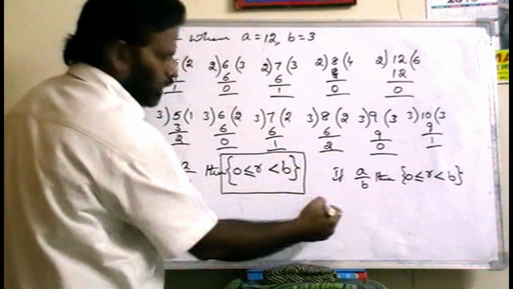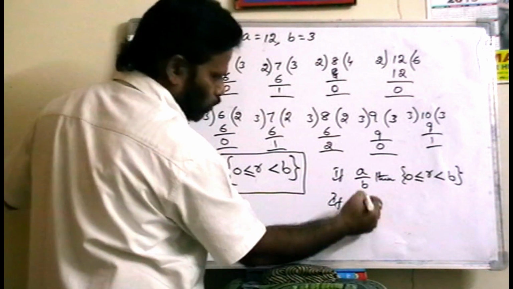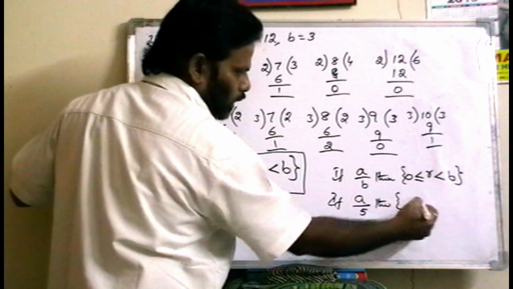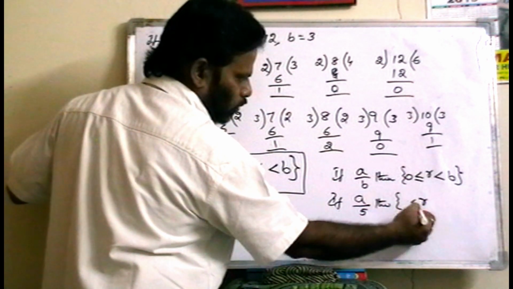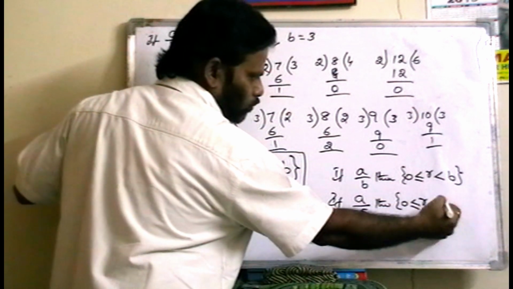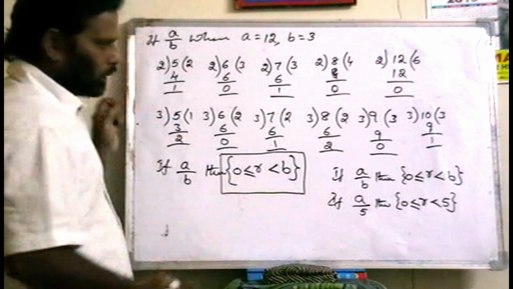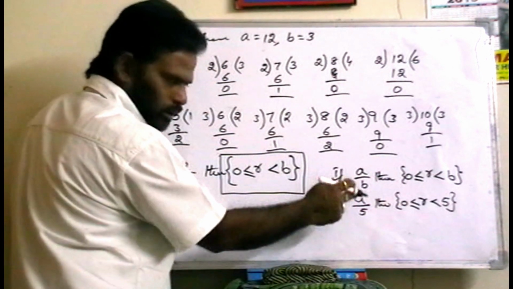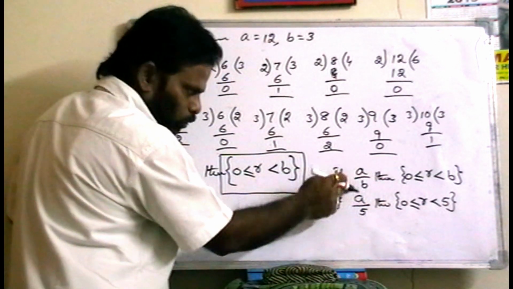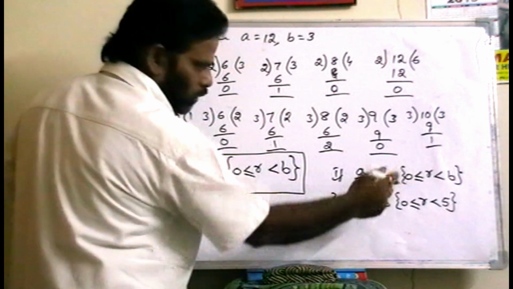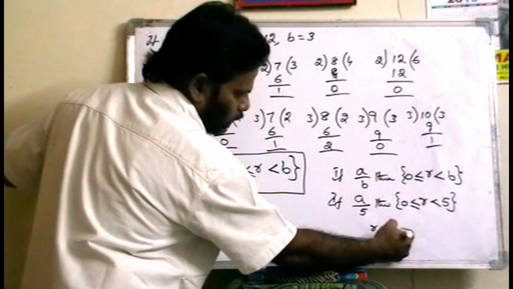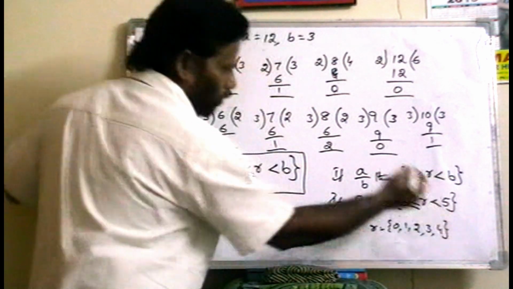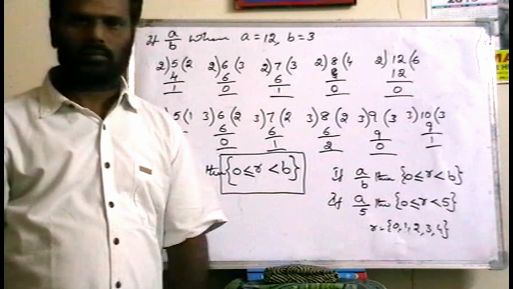For example, if a is divided by suppose 5, then what are the remainders? The remainder r is more than or equal to 0 but less than 5. Less than the divisor 5. Therefore, if any positive integer is divided by 5, then what are the remainders? Remainders are 0, 1, 2, 3, up to 4 only, but not more than 4.